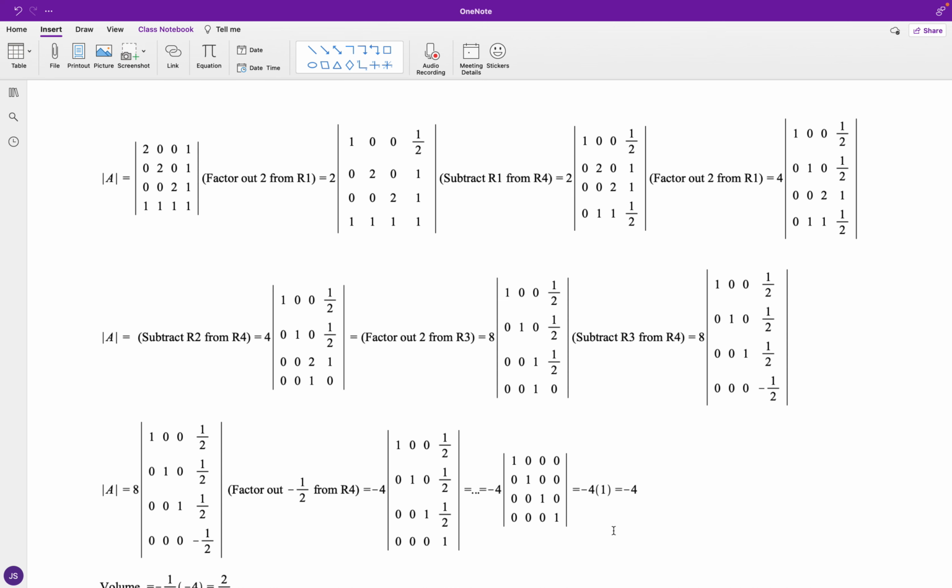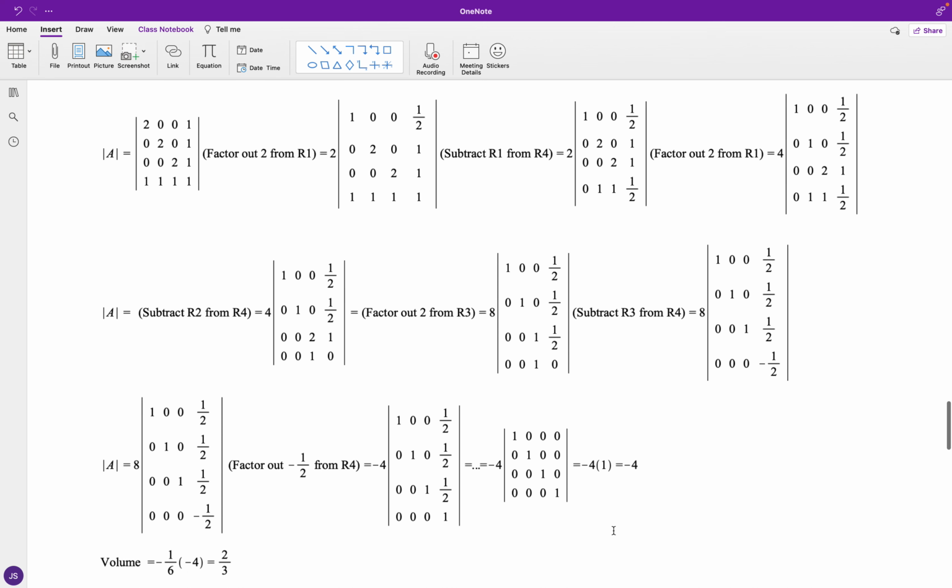And for the volume of the tetrahedron, since the value of the determinant is negative, I'm going to apply negative 1/6 to ensure a positive product. And for this particular tetrahedron, the volume is going to end up at 2/3.